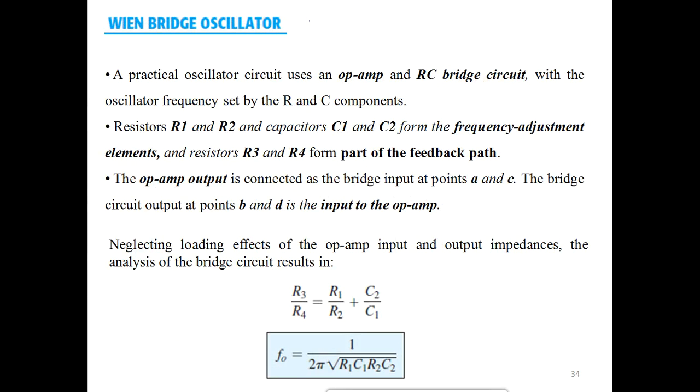Fine. The next type of oscillator is called the Wein bridge oscillator. I hope you have already heard about this term, Wein bridge. How does it look? We'll see here in your textbook. Instead of a JFET, they have used an operational amplifier. So you can use either an amplifier or an operational amplifier.